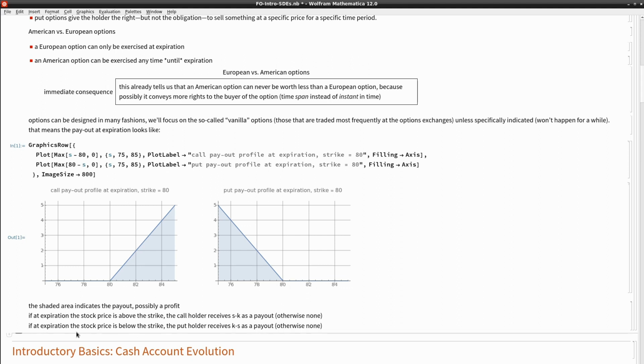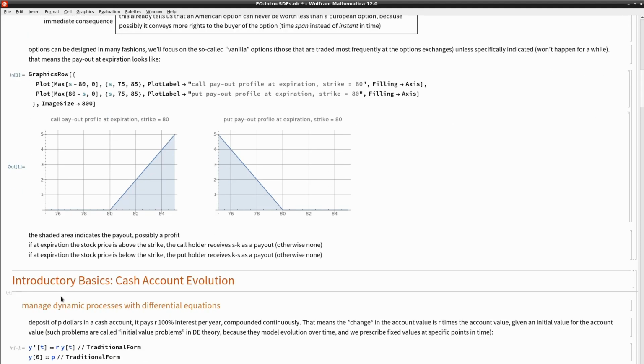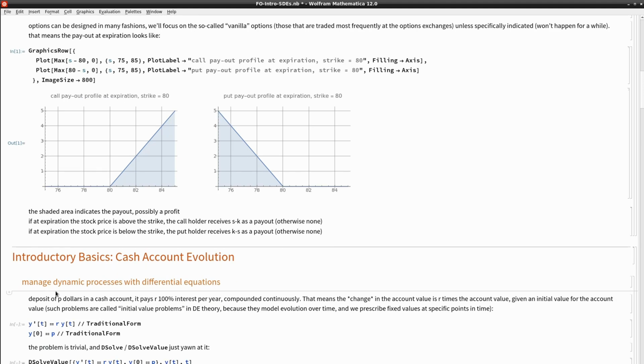All right. So let's jump a little bit into the cash account evolution. That is something that I think I need to explain first so we understand the basics. So I generally recommend that you manage all dynamic processes where this is possible. It's not always possible in chaos theory, but anything that is well behaved, in quotes, in dynamic processes with differential equations. Because this is how you're going to work with this eventually, so I think it's important to get familiar with it immediately right at the beginning.